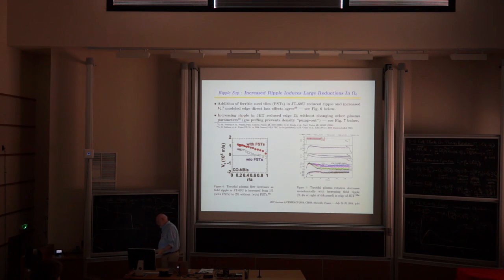I was at ITER last Friday and had an entertaining discussion with the people there. And it turns out that they're at about 0.5% with the 18 coils in ITER, 0.5, 0.6% ripple. This is 1 part in, or 6 parts in 10 to the 3. You put in these ferritic steel inserts.